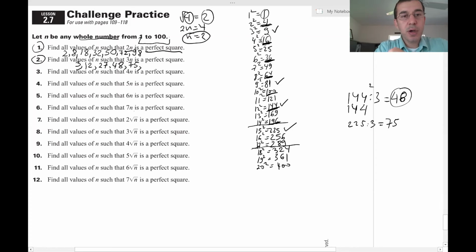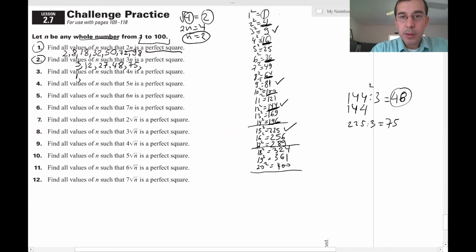Since n can go up to 100, 4n can go up to 400. So here, up to 400. So we check all these perfect squares here. We're basically dividing the perfect squares by 4 to see if n is a whole number, 1 through 100. So 1 divided by 4, that's not it. 4 divided by 4 is 1. So yes, 1 is the solution.